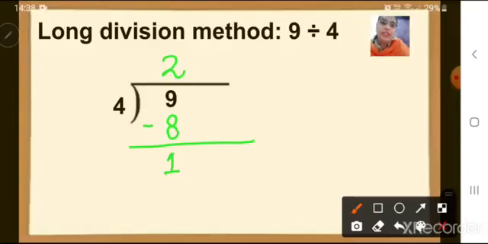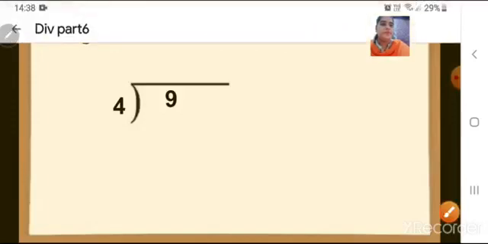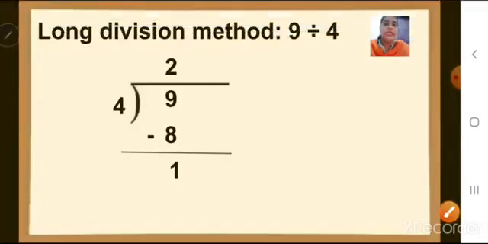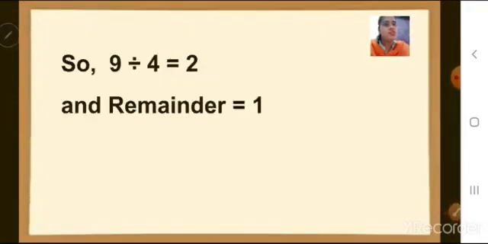Now here children, in this question you can see there is a single digit number as the dividend. There are no other numbers after 9. So that's it. Number 1 is our remainder. We did not divide more. Like this we have got it. So we can say 9 divided by 4 is equal to 2 and the remainder is equal to 1.